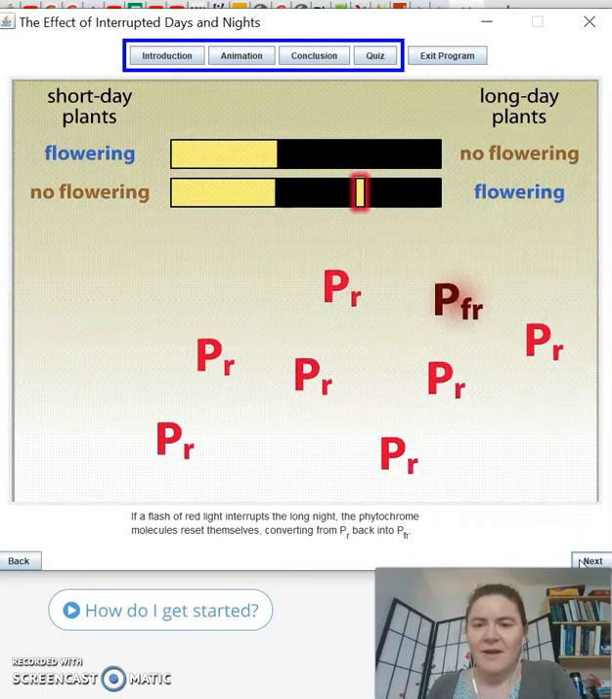If a flash of red light interrupts a long night, the phytochrome molecules reset themselves, converting back to phytochrome red.